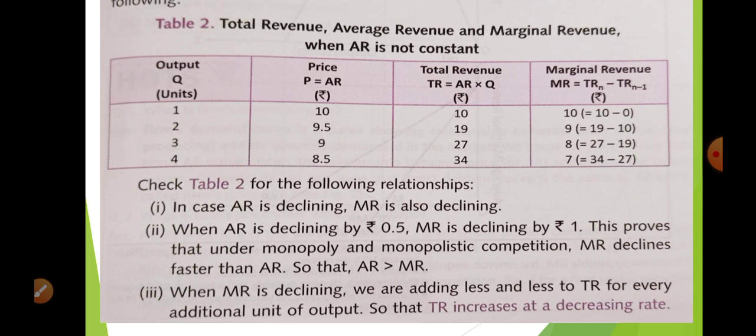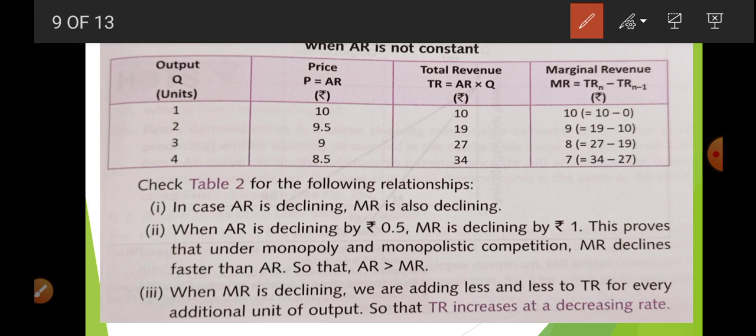Now you can see this relation with the help of the table also. Here is the quantity 1, 2, 3, 4. 4 units are produced by the firm. For the first unit, it charges 10 rupees, then 9.5, then 9, then 8.5. That is, for increasing the sale, this firm has to reduce the price. If the firm wants to sell more and more, it has to lower the price. Now what will be the impact on the total revenue?